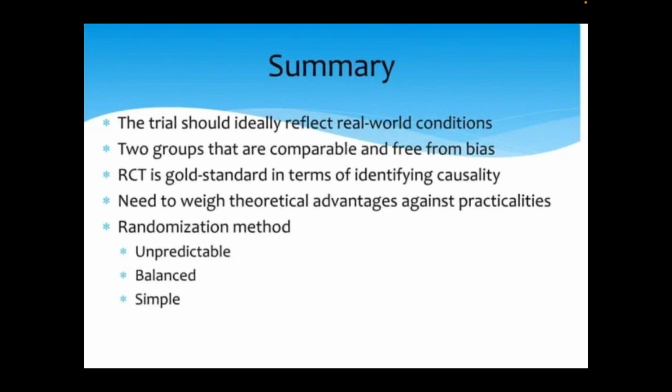The trial should ideally reflect real-world conditions. True groups that are comparable are free from bias. RCT is the gold standard in terms of identifying causality. We need to weigh theoretical advantage against practicalities. Randomization methods should be unpredictable, balanced, and simple.